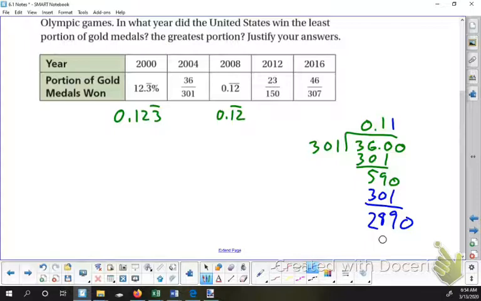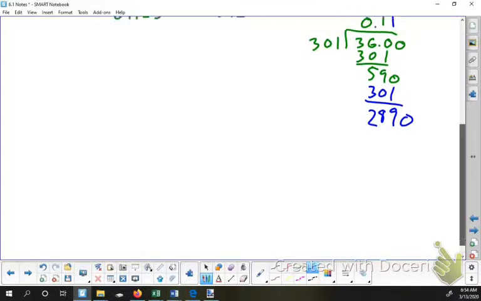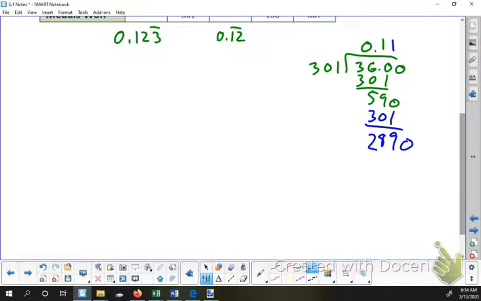301 into 2980. Now I'm looking at my first digit is 3. My first two digits is 29, so I'm thinking 9 times, because it's not going to be 10. It may be close to 10, but it's not going to be 10. So I'm going to go with 9 times. 9 times 1, 9. 9 times 0, 0. 9 times 3, 27. Subtract. That becomes an 8. Borrow 10, 1, 8, 1. 181. So I'm good. Add a 0.